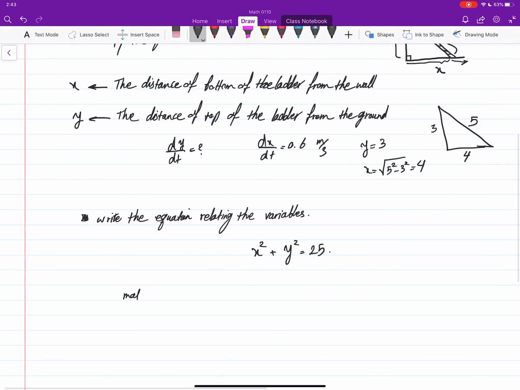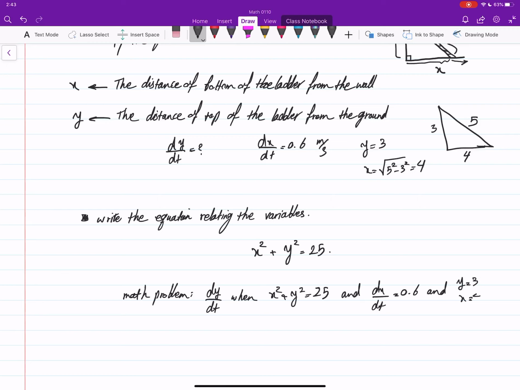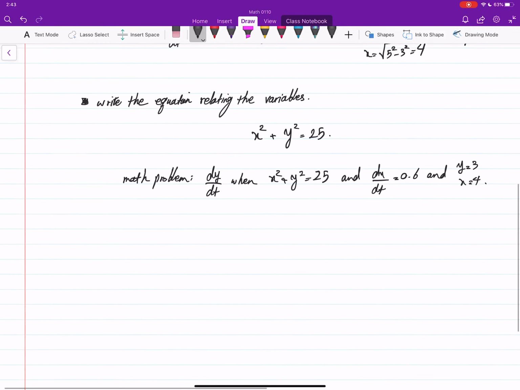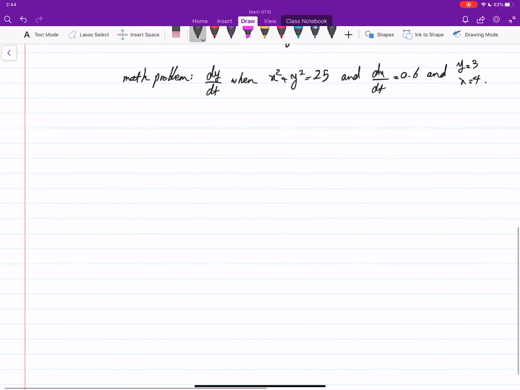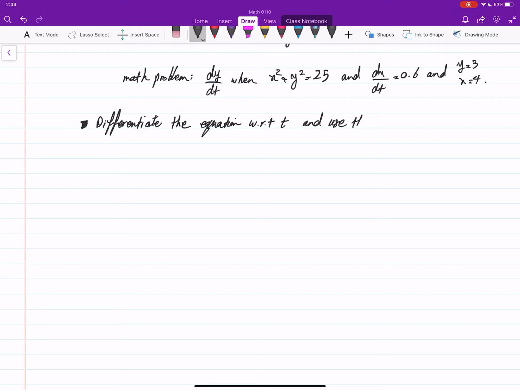Now, our mathematical problem is ready. So we are looking for dy dt when x squared plus y squared is equal to 25, and dx dt is 0.6, and y is 3, x is 4. So forget everything about the ladder, everything up there is gone. Now we have a mathematical problem. To solve that one, we need to differentiate the equation with respect to time, and use the chain rule.